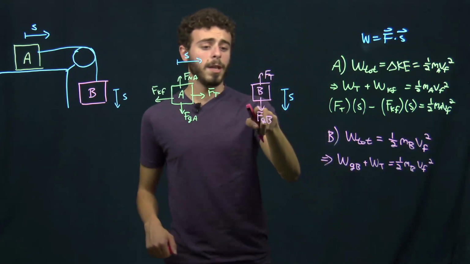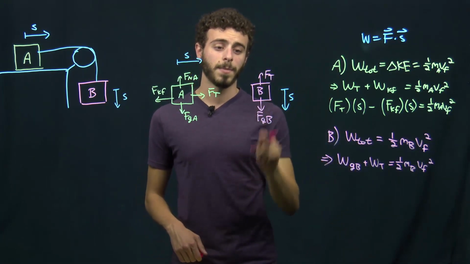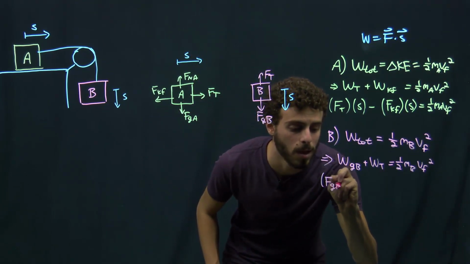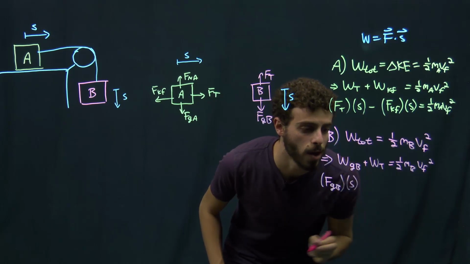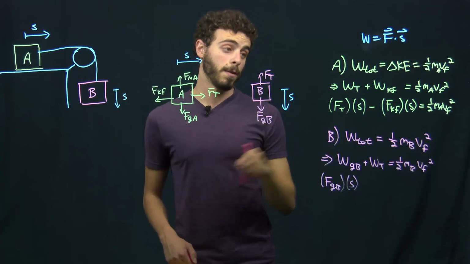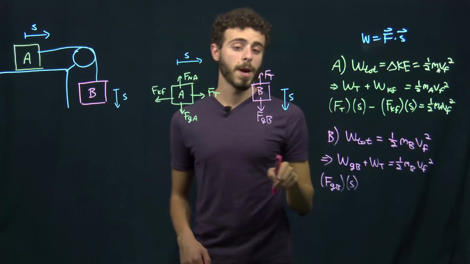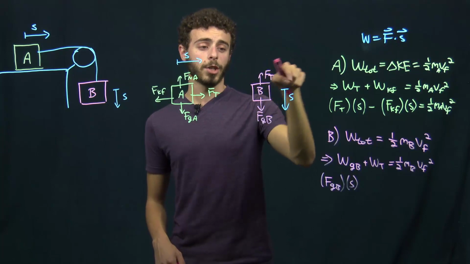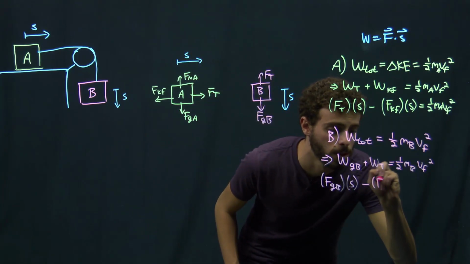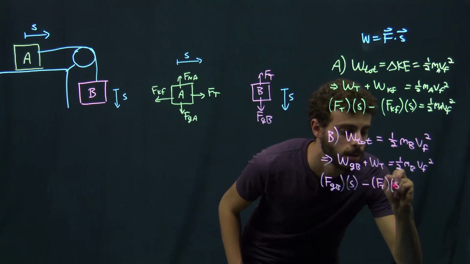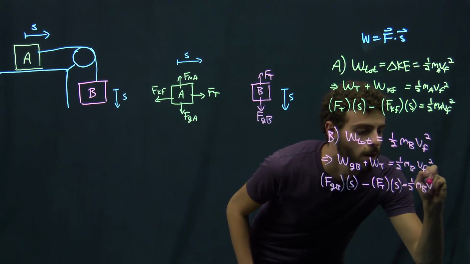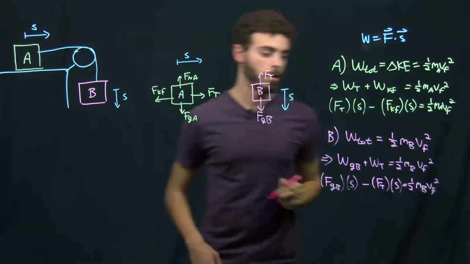The work done by gravity is along the displacement vector, so that should be positive. So the work done by gravity will just be the force of gravity on B times the distance traveled. Our work done by tension on block B is actually going to be negative, whereas on block A, this work done by tension was positive. On block B, the tension pulls against the displacement vector, so this will be a negative quantity, which is to say minus the force of tension times the distance traveled. And all of this should be equal to 1/2 m_B v_final squared.